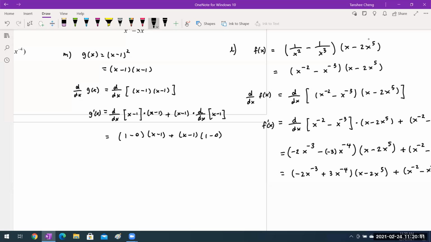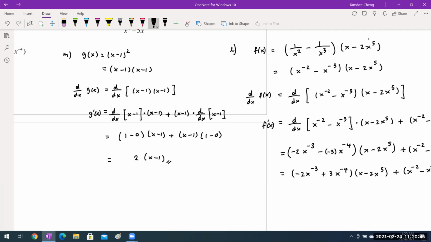When we take the derivative using the product rule, it is the derivative of the first factor times the second factor, plus the first factor times the derivative of the second factor. The derivative of x is 1, the derivative of a constant is 0. Similarly, the derivative of the second factor is 1 minus 0. So we are basically adding x minus 1 twice, so it becomes 2 times x minus 1. And that will be my final answer when we simplify.